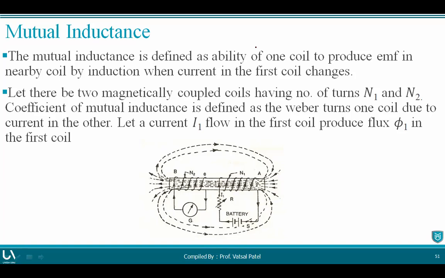The coefficient of mutual inductance is defined as the Weber turns of one coil due to the current in the other one. Right now the current I1 flows into the first coil, which will produce the flux phi 1 in the first coil. Weber turn means the flux into the number of turns of the coil, because of the current flowing in it.